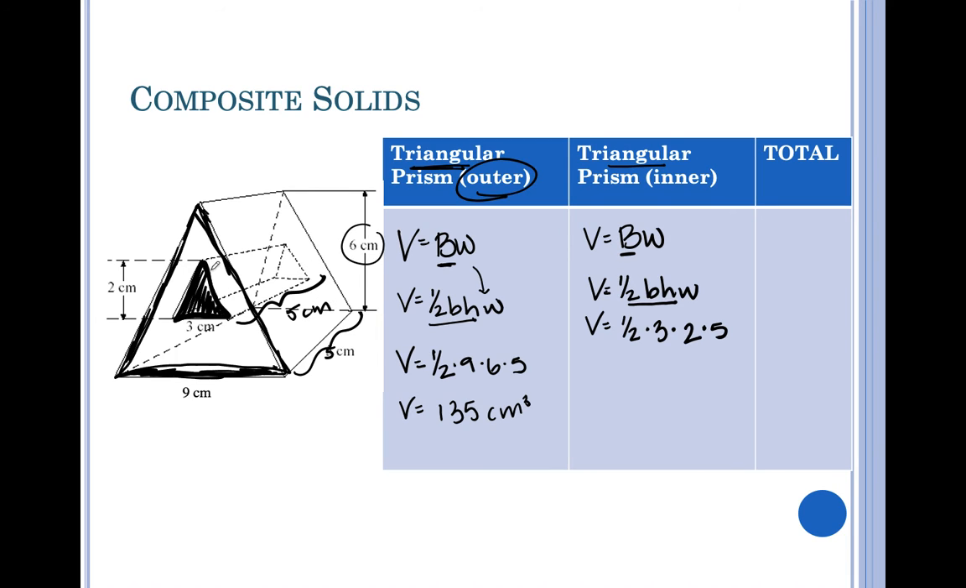It's kind of hard to tell, but generally speaking, the hole is going to go all the way through from front to back. So it's going to be the same width for the inner prism and the outer prism. Multiplying 1/2 times 3 times 2 times 5 will give us 15 centimeters cubed. And for our total, this one is actually a little bit different. Since we are having a hole cut out of the middle, instead of add these two, we are going to subtract them to find the difference between them, leaving 120 centimeters cubed as our final volume for the space around the hole that was cut out.